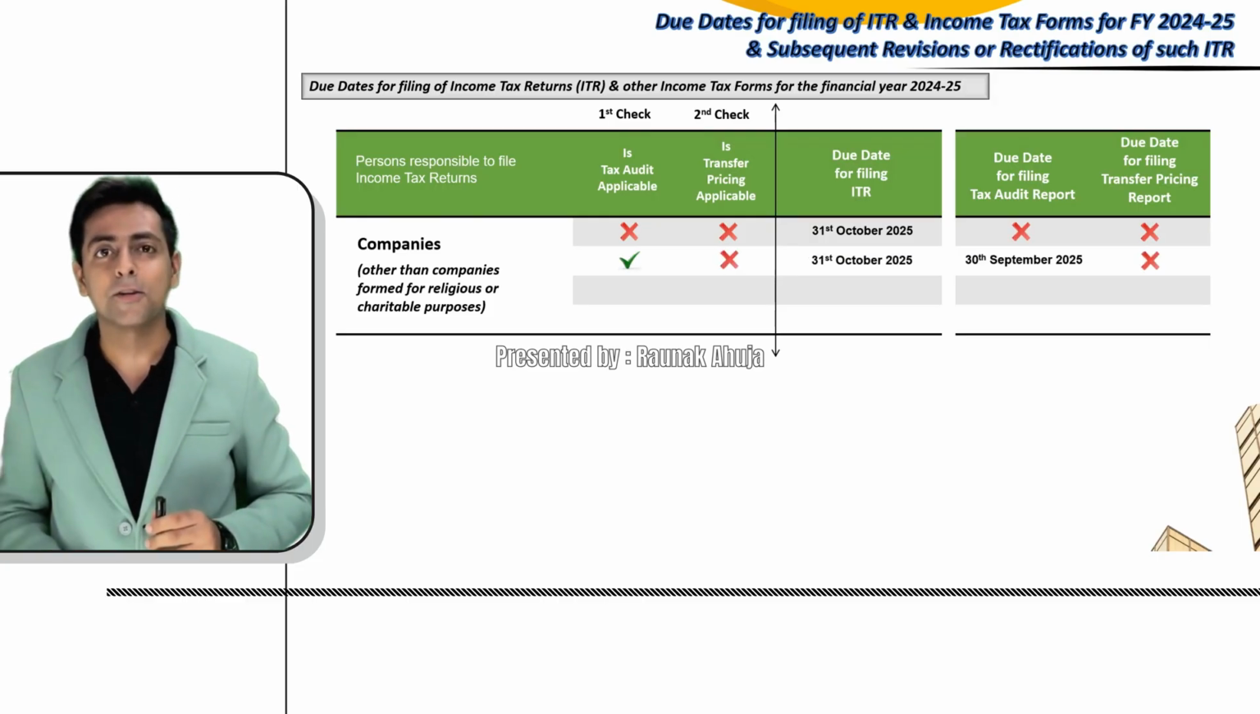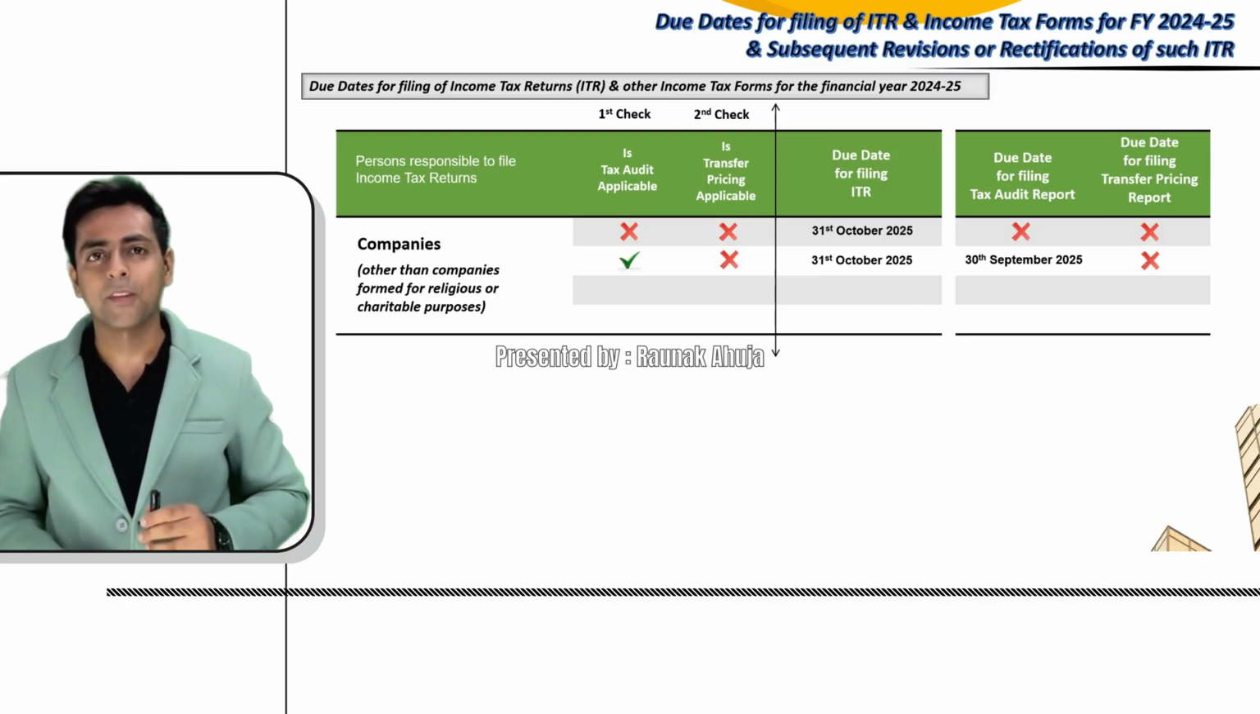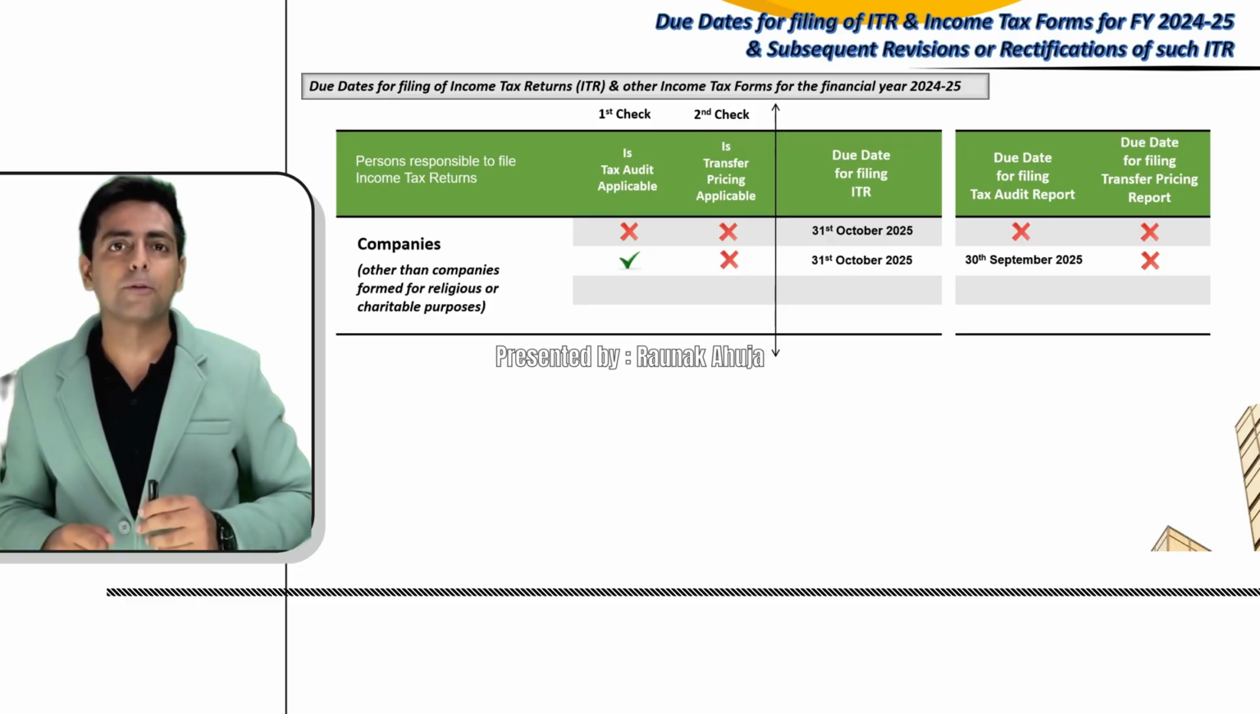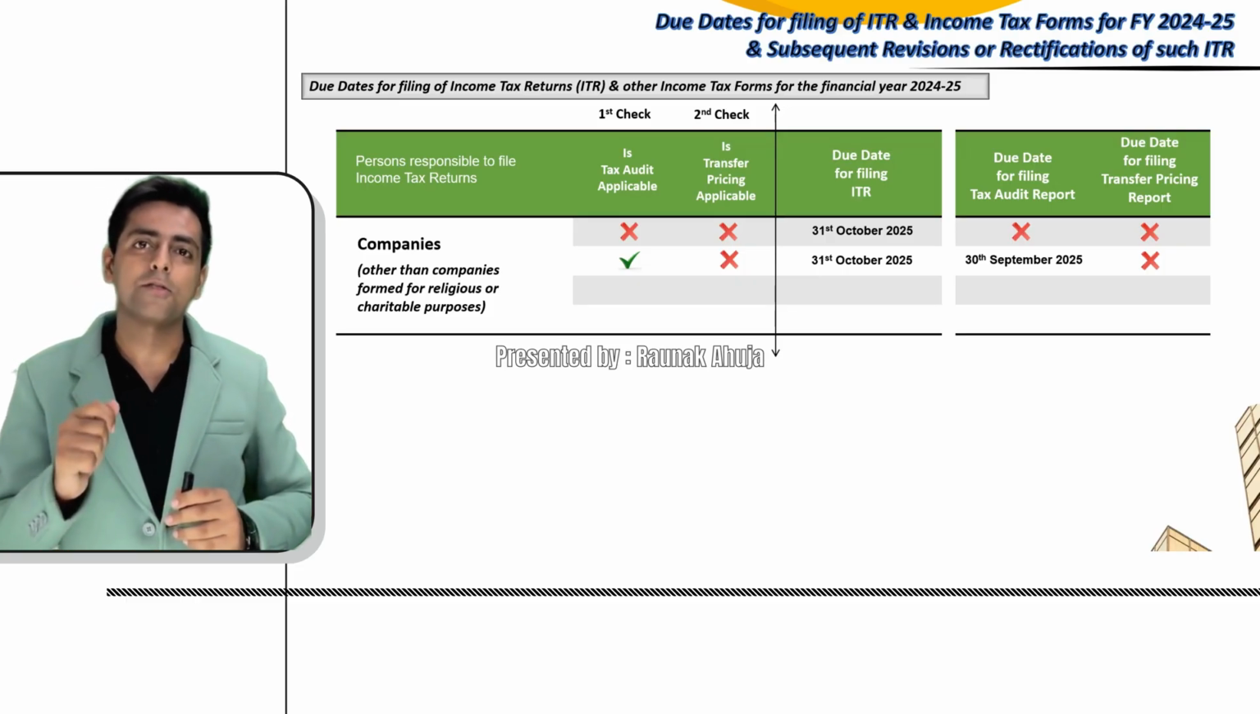In the second case, where the tax audit is applicable and the transfer pricing is not applicable, then in such a case, the due date of filing of ITR would be 31st of October. And the tax audit report will have to be filed by the 30th of September.